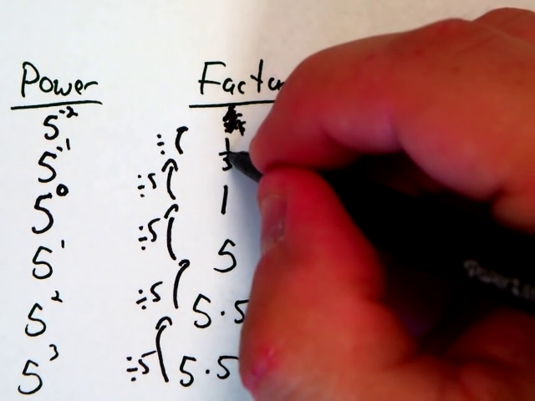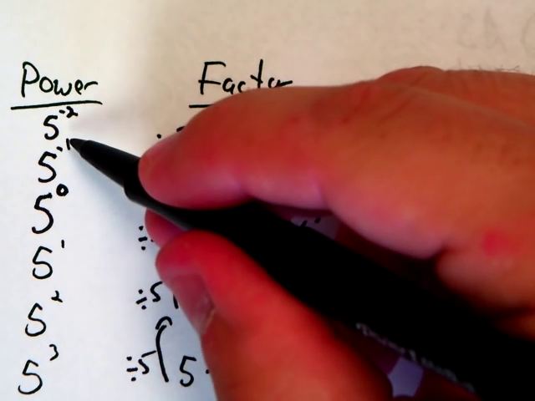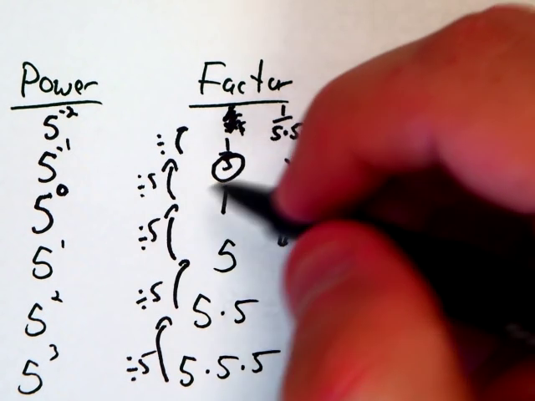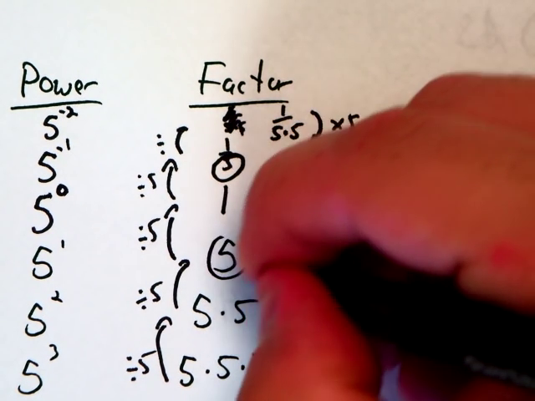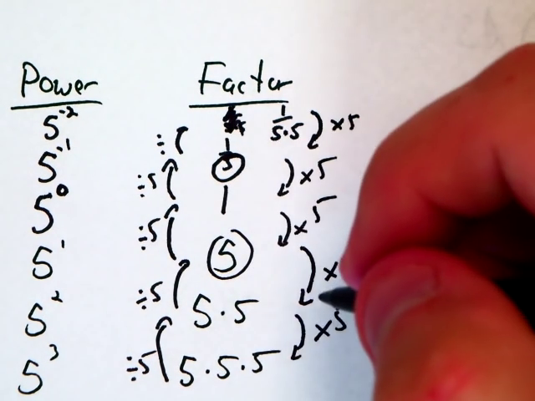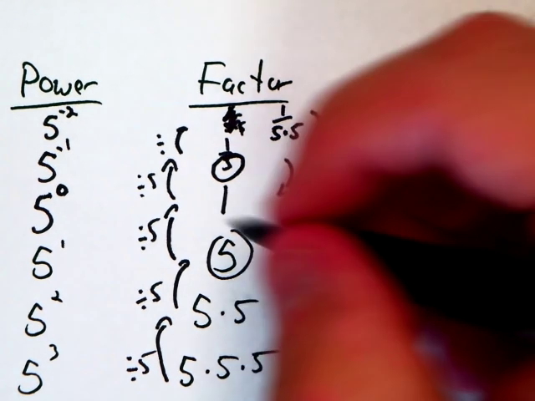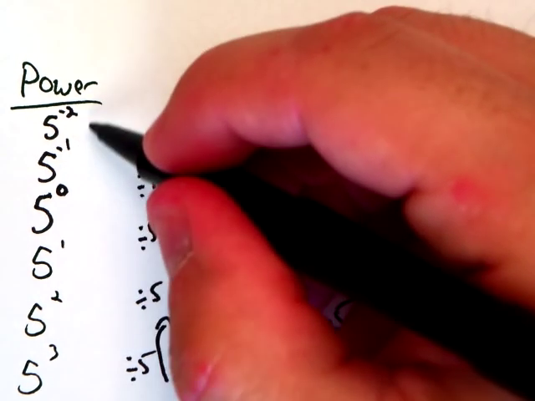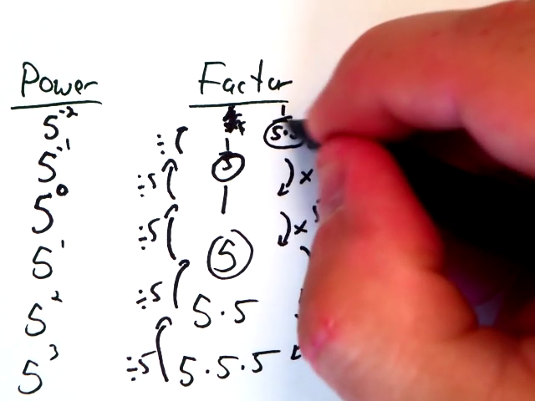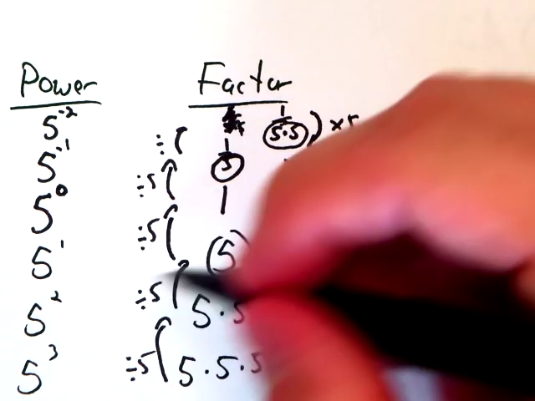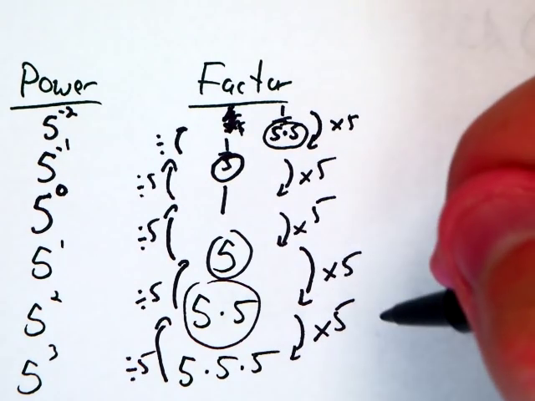Notice here, though, that 5 to the negative first is 1 over 5, and 5 to the first would be 5, or 5 over 1. Also notice that 5 to the negative second is 1 over 5 times 5, and 5 to the second is 5 times 5.